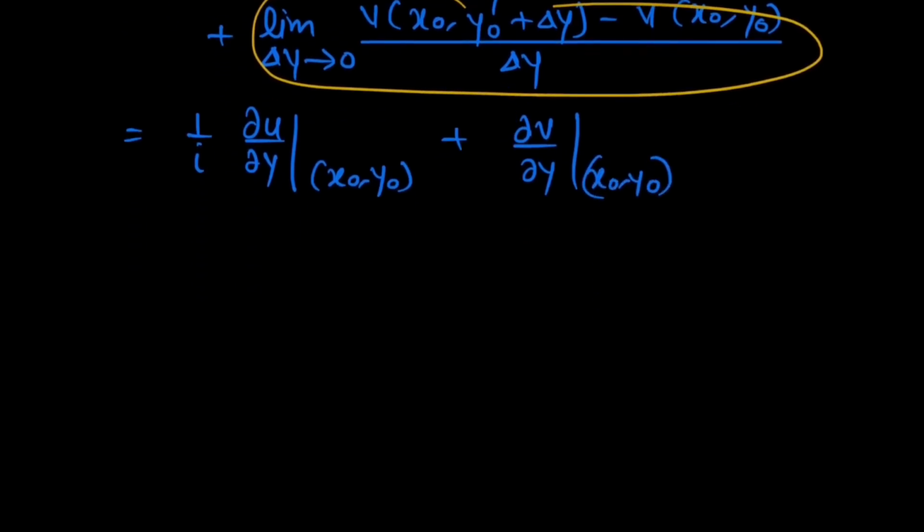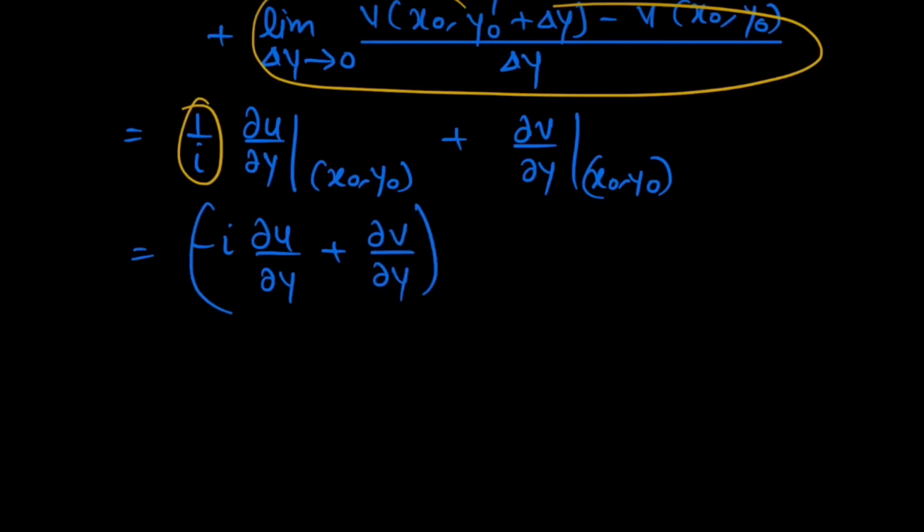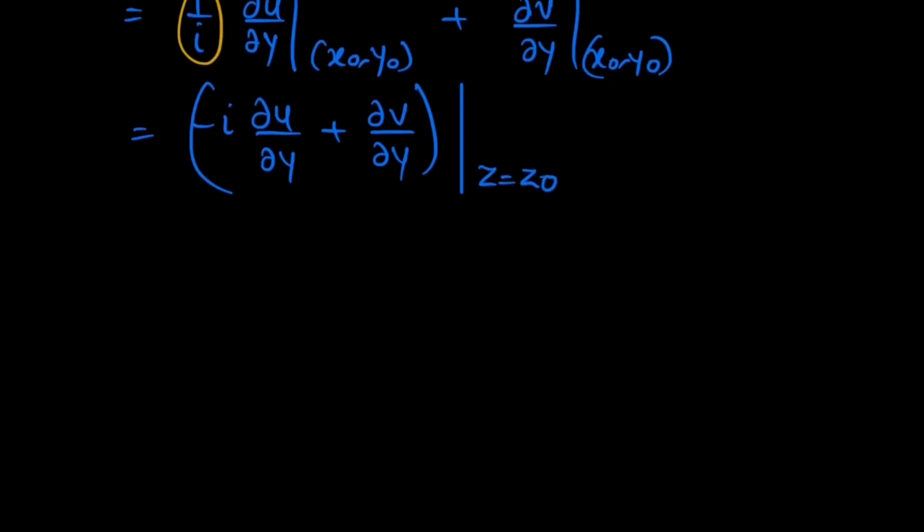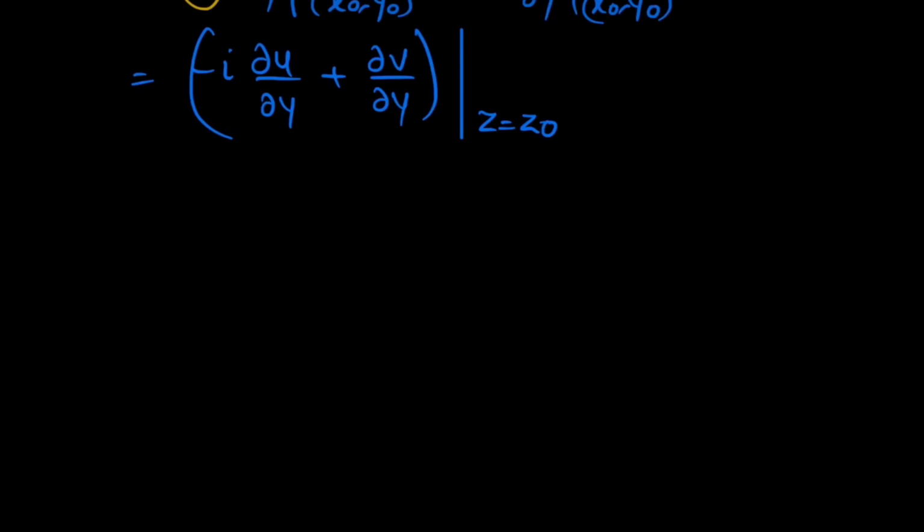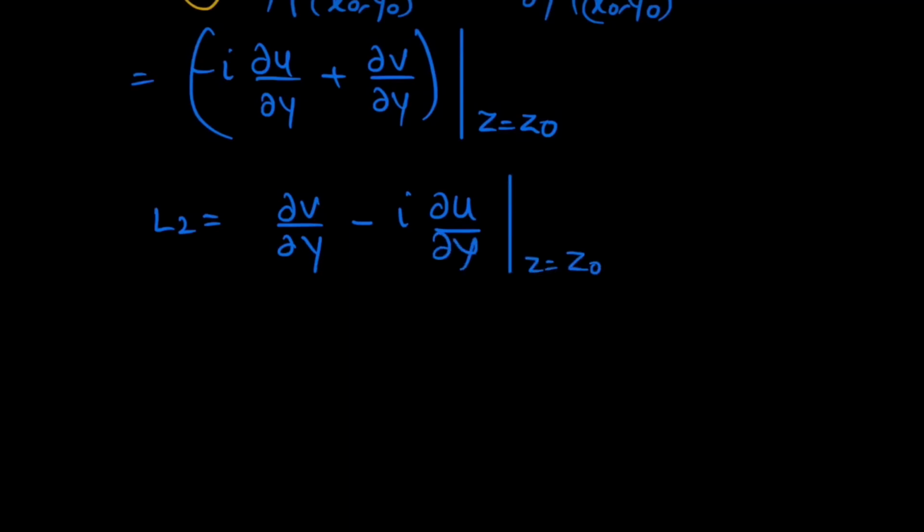Okay, now we can write this equation as, this 1 over iota will be minus iota. Okay, and we have del u over del y plus del v over del y at point z equals z naught. Okay, so we have L2 as L2 is del v over del y minus iota del u over del y at point z equals z naught.